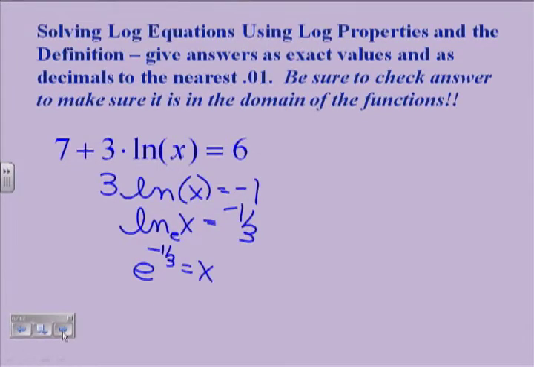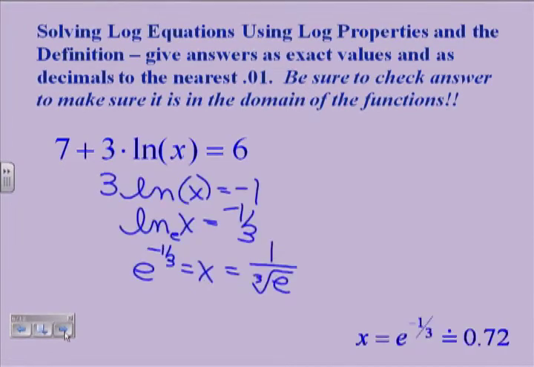Now technically you could leave that as your exact answer. Of course, if you want to be real snazzy-dazzy, I guess you could say 1 over the cube root of e. Ooh, why did I do 1 over? The negative. And where did this cube root come from? A 1/3 power. Okay? And then I came up with a decimal approximation of about 0.72.